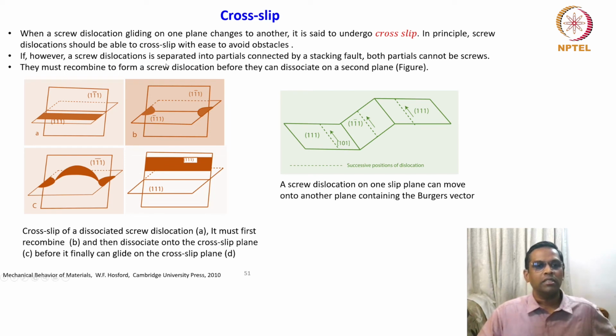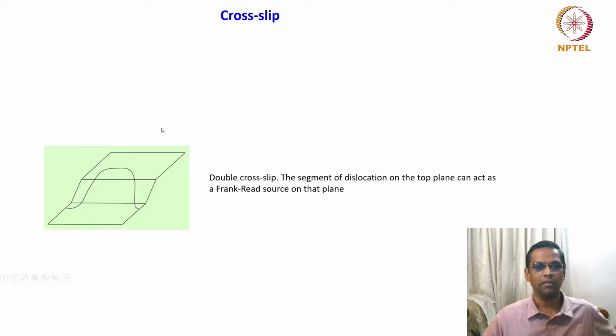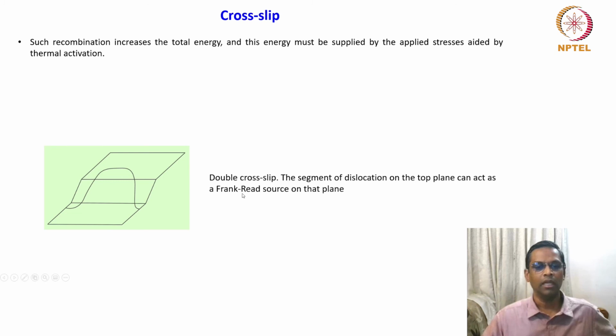A screw dislocation is separated into partials connected by a stacking fault. This we have seen already, right? Two partial dislocations are connected by a faulty region called a stacking fault. Both partials cannot be screws. They must recombine to form a screw dislocation before they can dissociate on a second plane. So this is what we have just illustrated here.